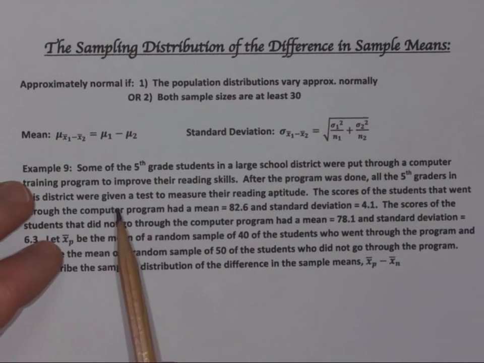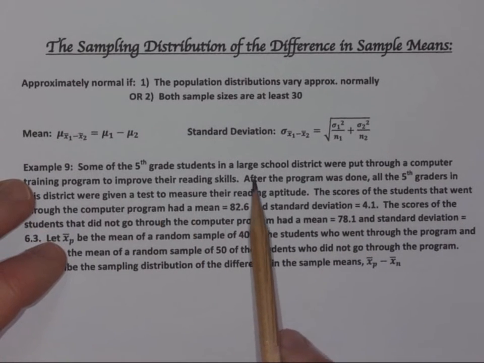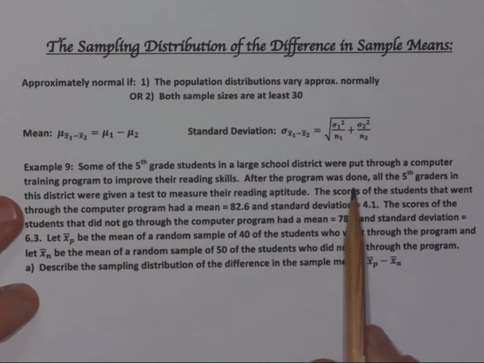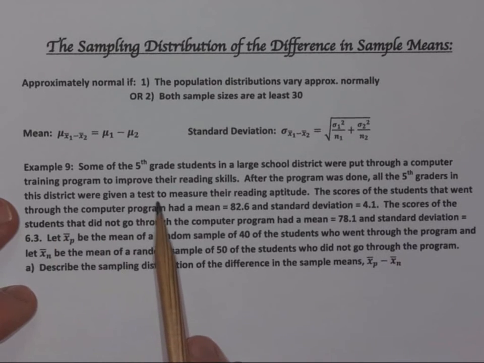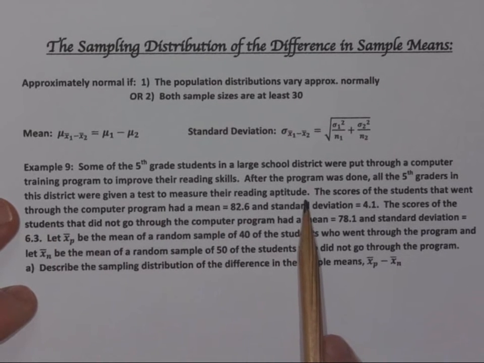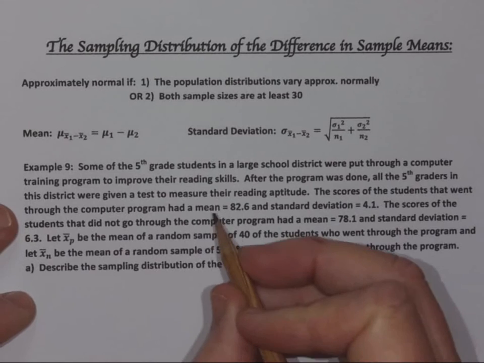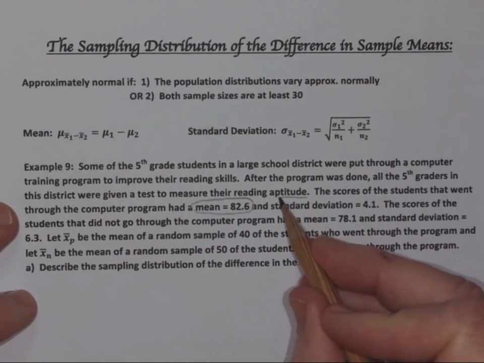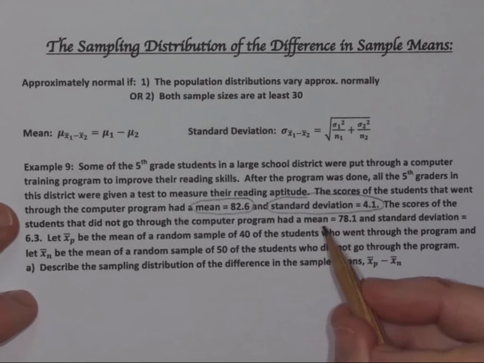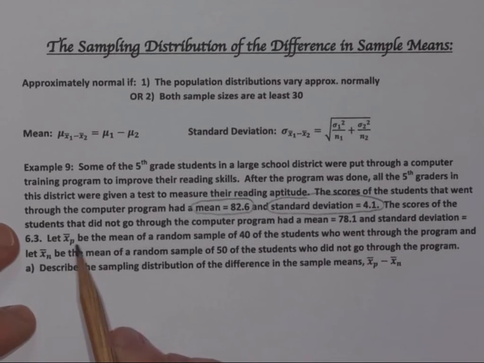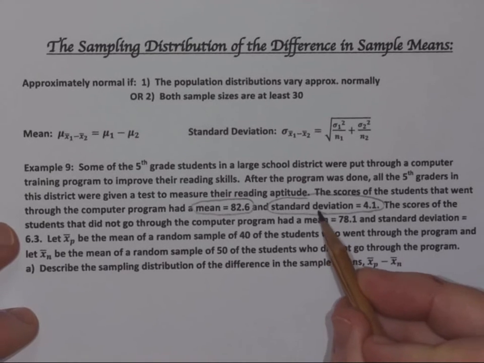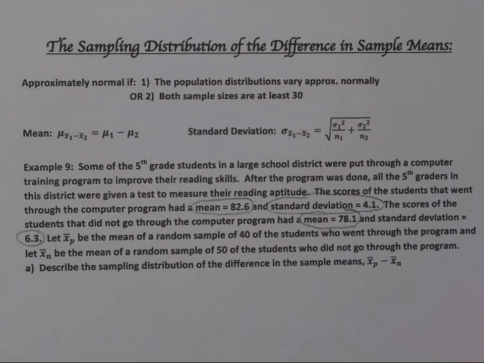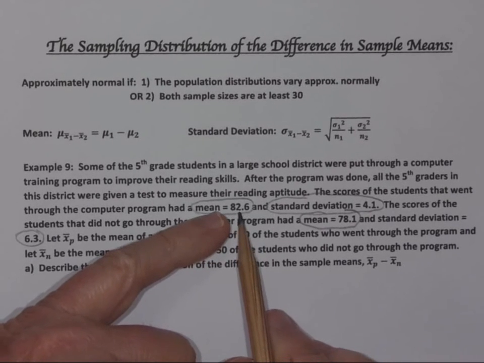It says some of the fifth grade students in a large school district were put through a computer training program to improve their reading skills. After the program was done, all the fifth graders in this district were given a test to measure their reading aptitude. The scores of the students that went through the program had a mean of 82.4 and a standard deviation of 4.1. The scores of the students that did not go through the program had a mean of 78.1 and a standard deviation of 6.3. So the ones that went through the program did do a little bit better on their reading aptitude test.